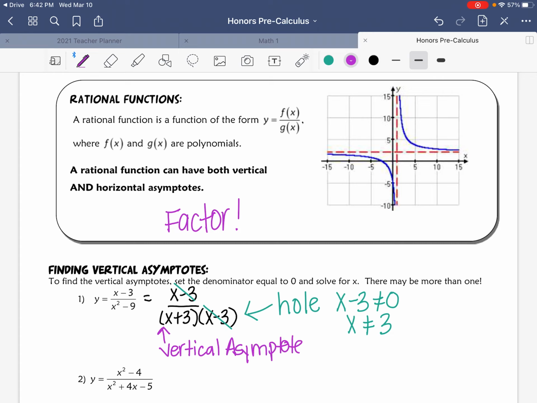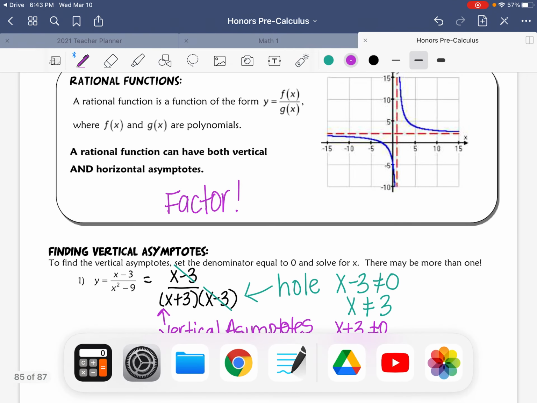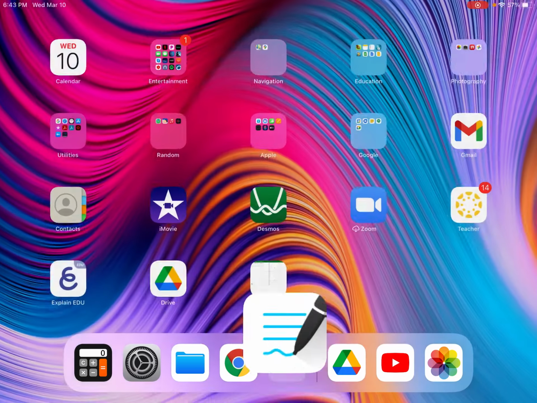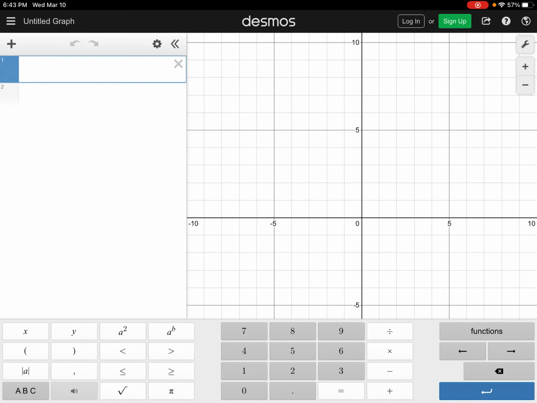So where is that vertical asymptote going to be located? Well, it's going to be located at x plus 3 equals 0. So therefore, x equals negative 3. Now, the only other thing that I always like to point out with the hole is that the hole only gives you the x value. So I'm going to actually pull Desmos up and have this graph.